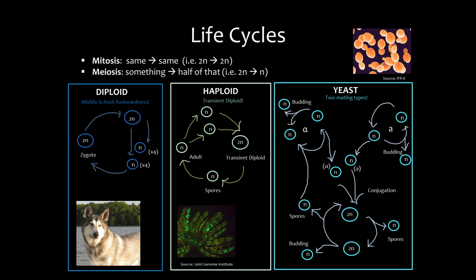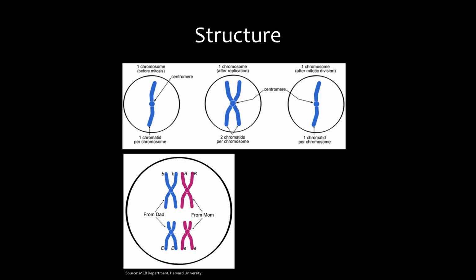All right, there are three main life cycles that you should know. The first is diploid. That's where the adult organism and also the zygote is 2n and produces n gametes. Haploid organisms is where the adult is haploid, so n, creates a transient diploid and then produces spores that then become the adult. The spores are just n, or haploid. Finally, there's yeast. As you can tell from my poorly drawn diagram, the yeast life cycle is very complicated. The big takeaway is that there are two different mating types.